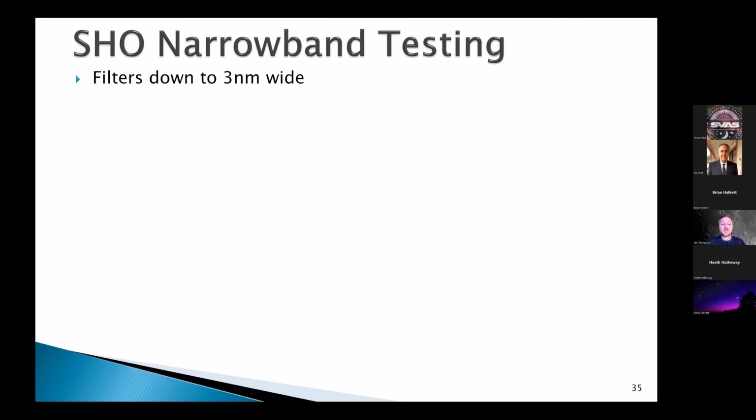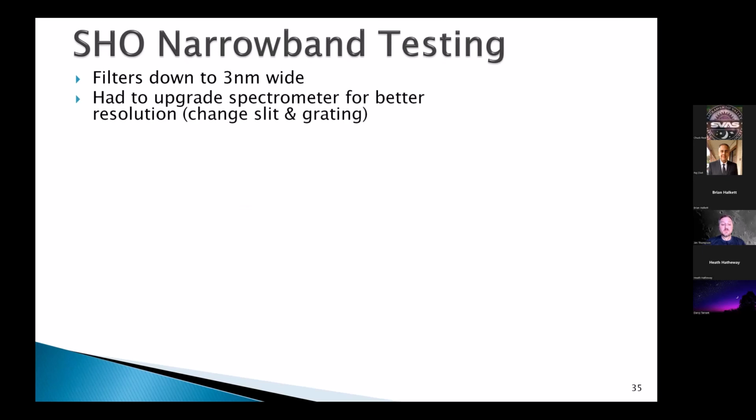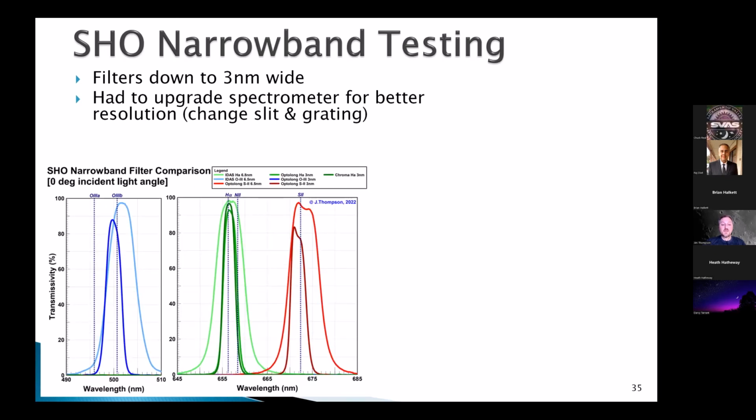In trying to measure the spectrum of these very narrow filters, I learned that I had to upgrade my spectrometer to have a better resolution. It took some time and delicate surgery on my spectrometer, but I am now able to measure filters to a resolution of 0.5 nanometer. This is a plot of some of my measurement results using the newly upgraded equipment.